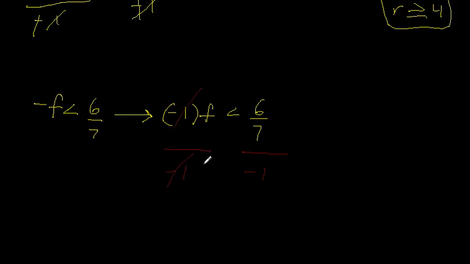These guys will cancel out. This will become f is less than negative 6 over 7. Actually, the inequality switches to greater than, because when you divide or multiply inequalities on both sides by a negative number, it flips the inequality sign. So f is actually greater than negative 6 over 7.